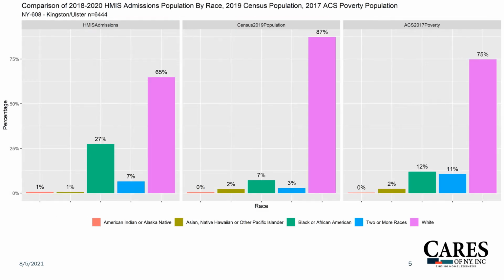This first visualization really ties into that first point from our executive summary. This is where we can see there is an overrepresentation in the homeless system of Black or African American clients. On the left side, you see our total admissions of all clients across 2018 to 2020. In the middle visualization, you'll see the census population demographics. And in the far right visualization, you'll see the American Community Survey 2017 poverty population rates. Either way you cut it, you can see that we have significantly more admissions in HMIS than we would expect compared to the census population or the population that is in poverty.